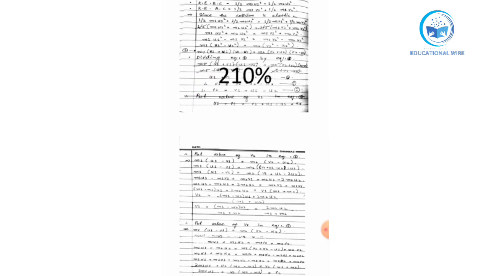Now let's move further. Now we will put the value of v2 in equation 1 that we made earlier. This is our equation 1: m1 times (u1 minus v1) is equal to m2 times (v2 minus u2). We will put the value in this equation, so we will put it over here.